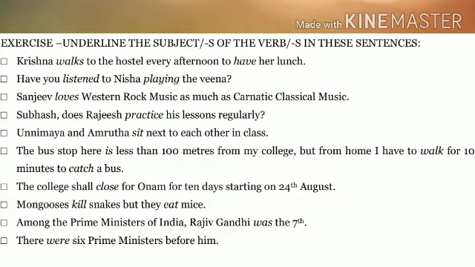The second sentence is, have you listened to Nisha playing the veena? Okay, so as I told you, the first thing you do is to try and see how many verbs are here. So the first verb is listened, okay, and the second verb is playing. Listened is simple past tense of to listen, and playing is the present continuous tense of play, to play. Okay. Now I will be teaching you tenses after the discussion of this exercise.